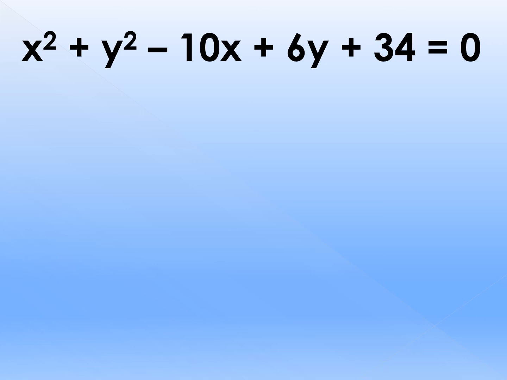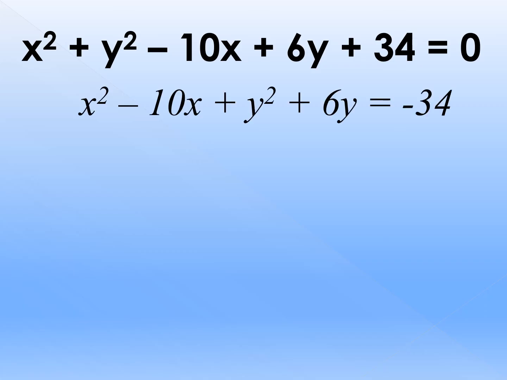Okay. So let us now have this example. x squared plus y squared minus 10x plus 6y plus 34 equals 0. Okay, let's combine the like terms. We have x squared minus 10x because they have the same variable x. And then we have y squared plus 6y because they have the same variable, which is y. And then we need to transpose 34 to the other side.